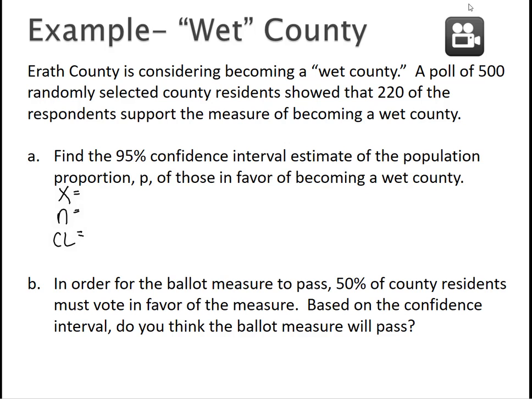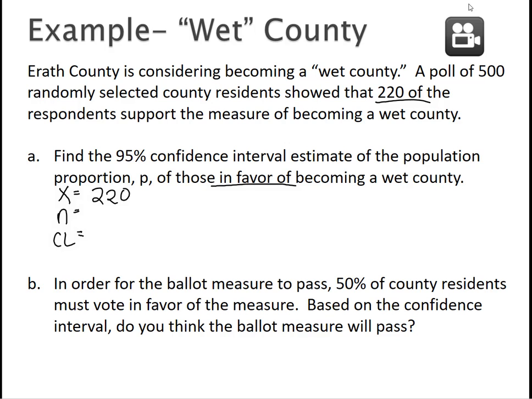X is the number of successes. In this problem, we are going to consider it a success if a person is in favor of becoming a wet county. And my problem tells me that 220 support the measure of becoming a wet county, so that means my X is going to be 220.